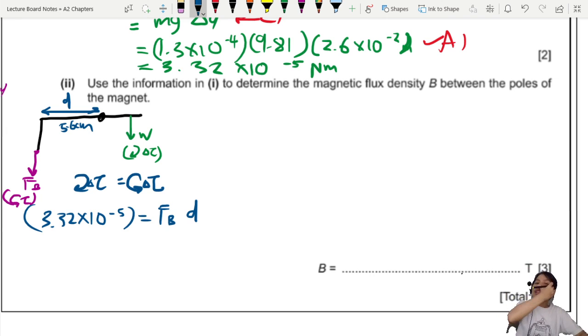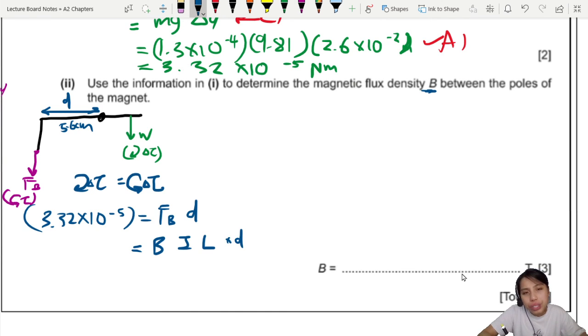So let's expand this a little bit. We want to find magnetic flux density B, right? Then we plug in here F equals to BIL times D. But what is changed? Current was changed. So here is the delta. That causes a change in torque anti-clockwise. Now we are ready to do our calculation.